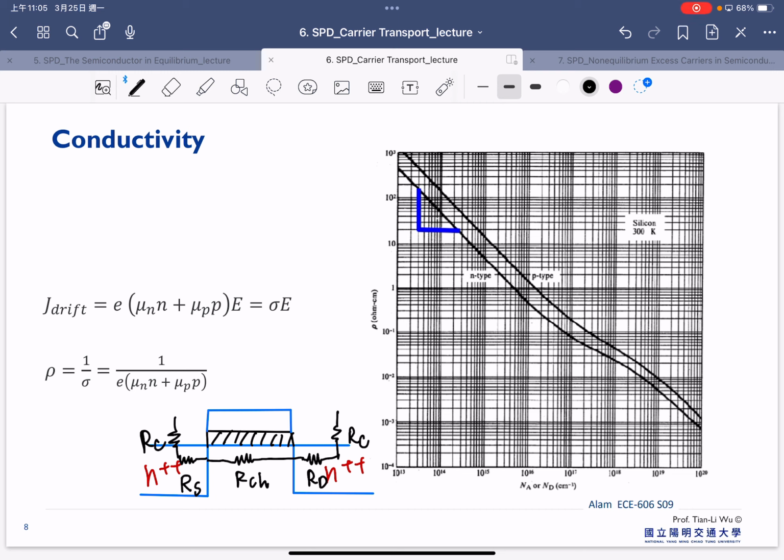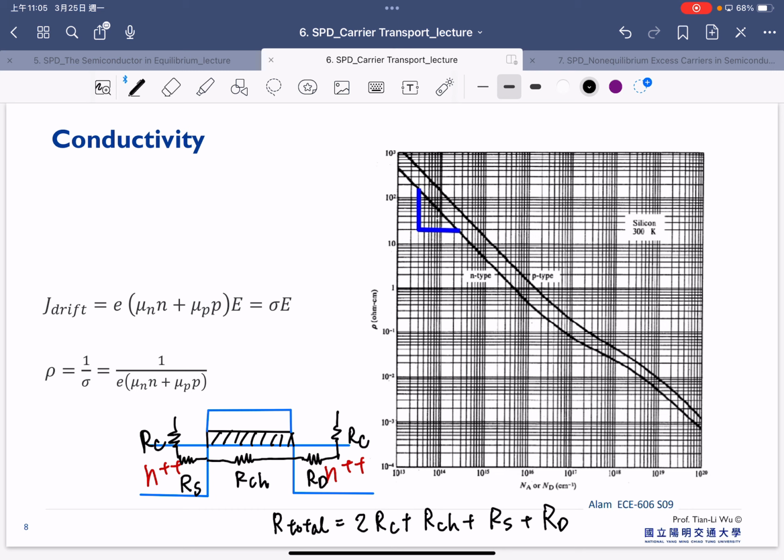So now, we will consider the total resistance from left to the right. That's equal to 2RC plus channel resistance plus source drain resistance, right? So that's a very simple case from the left to right. That's very easy to be understood.